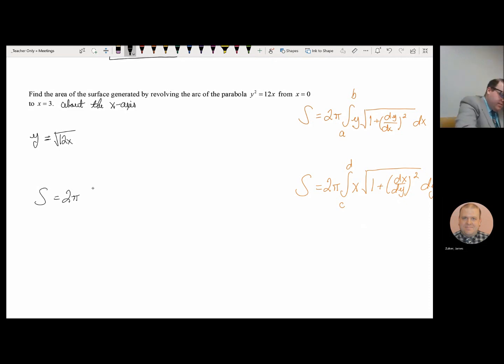Surface area: 2 pi integral from 0 to 3 of y times the square root of 1 plus the derivative of y, all squared. What is the derivative of y?